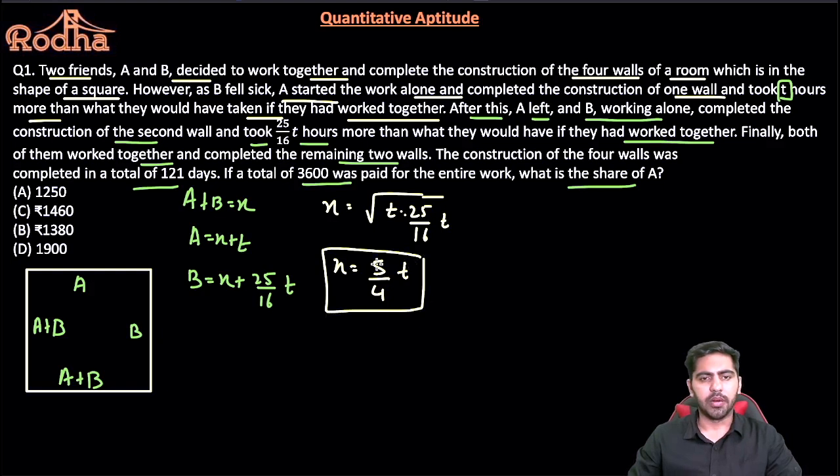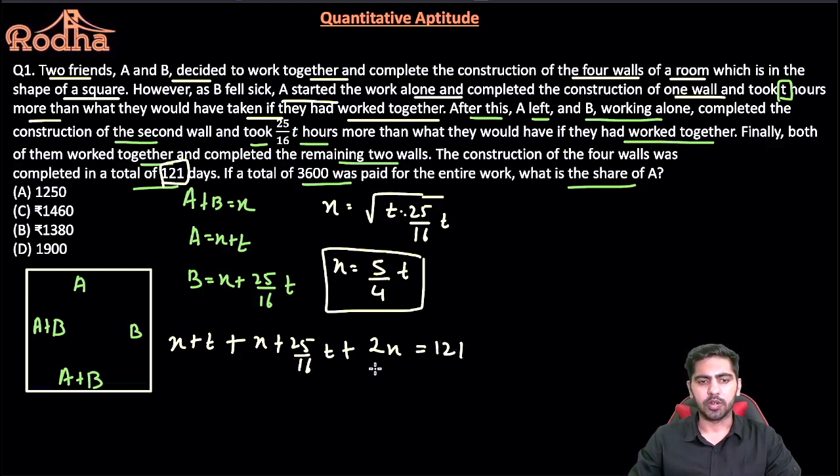Now, first wall A has worked alone. So A is going to take how many days? I can say x plus t days, right? Second wall B has worked alone. So I can say x plus 25 by 16t days. Then A and B have worked together for 2 hours. So for one wall x hours, for two walls, I can say 2x, right? Or days, whatever. This is days. And this total is given to me as 121 days. So number of days in totality is 121. So this should be equal to 121.